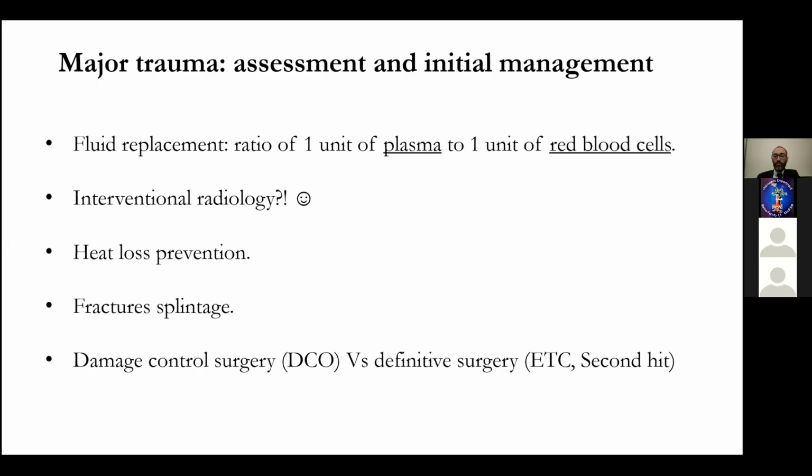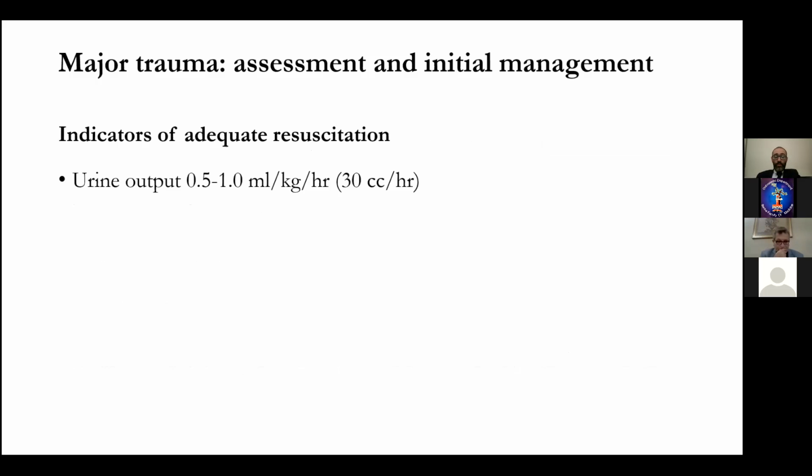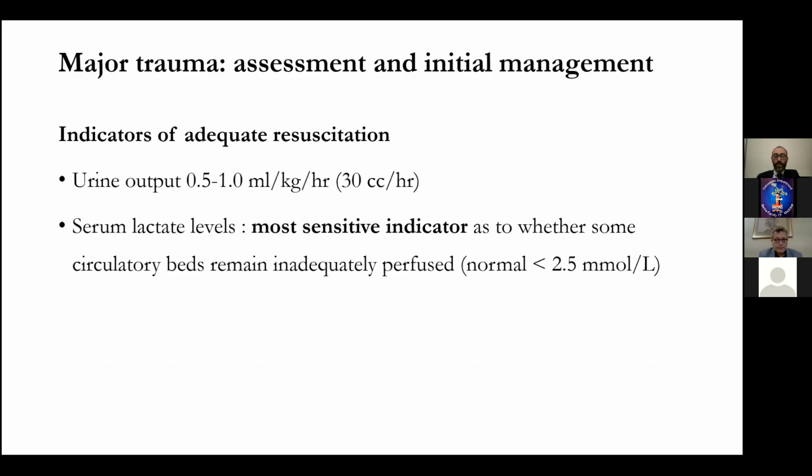This point is a bit controversial, and we will shed more light on it after a few minutes. But generally speaking, if you get the patient in the ER and you do the resuscitation, and then you ask whether the resuscitation is adequate or not, simply look at the urine output, look at the lactate. Lactate should normally be less than 2.5 millimole. This is the most sensitive indicator. Again, it's a bit overlooked.